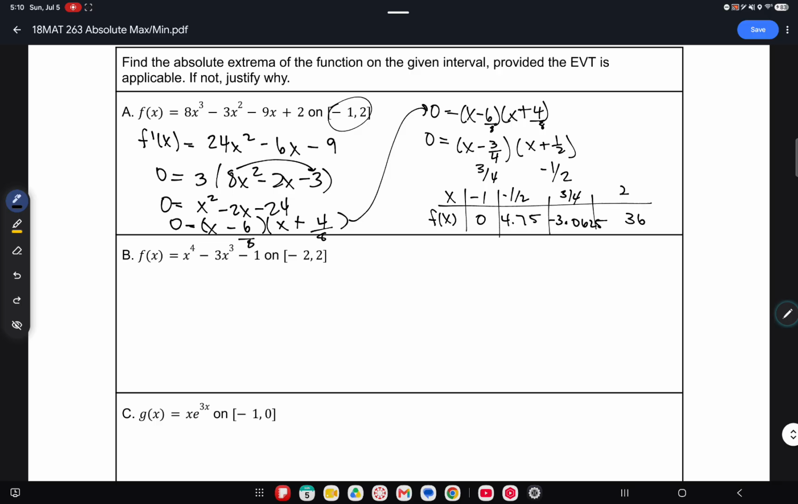All right. And then I need to find which one's the absolute highest and what's the absolute lowest out of these values. So the highest is going to be 36, and the lowest is going to be negative 3.0625. So absolute max, absolute min. Usually we want the y values, but since I have the ordered pair listed, might as well keep the ordered pair here.